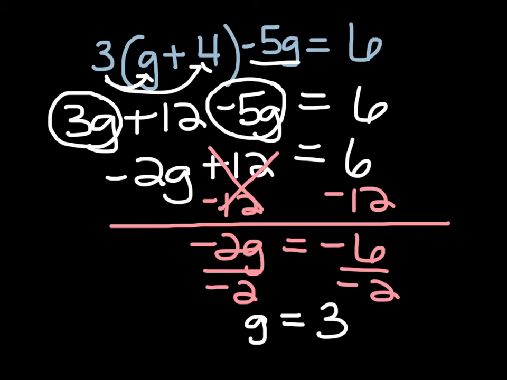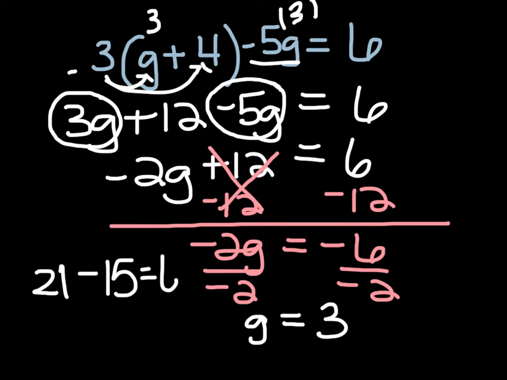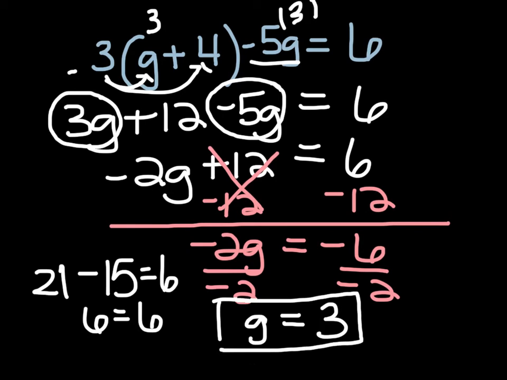If you plug 3 in for g up here, you get 3 plus 4. 3 plus 4 is 7. 7 times this 3 is 21. Then I have minus 5 times 3, which is 15. 21 minus 15 is 6, and that is equivalent to 6 on the other side. So I know that this solution works. Please don't underestimate checking your solutions at the end of each equation.